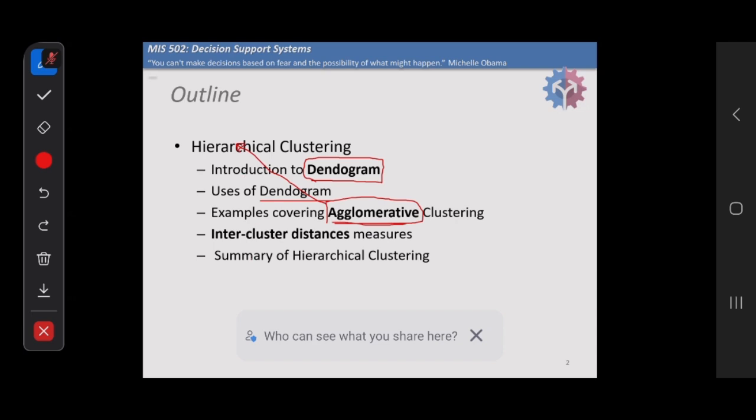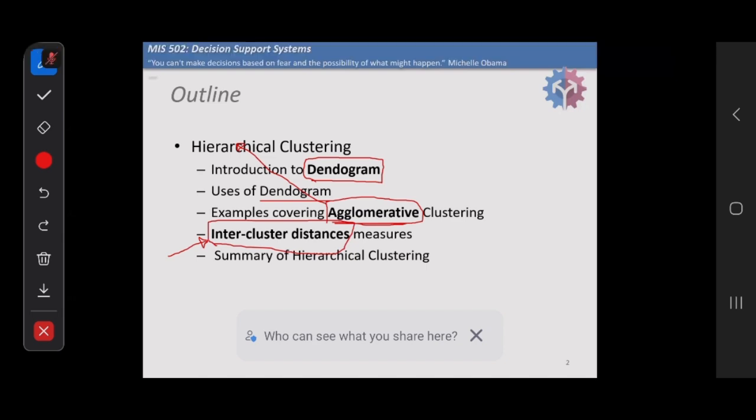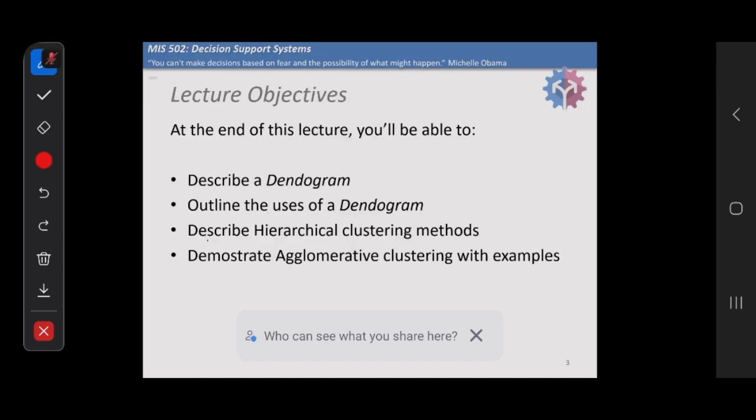Okay. And there is an issue when it comes to distances, which is different from k-means or k-medoids. So we'll learn about something called intercluster distances. So there is a difference between how you measure distances when it comes to hierarchical clustering. And so we'll inshallah talk about that as well. Okay. So let us start.